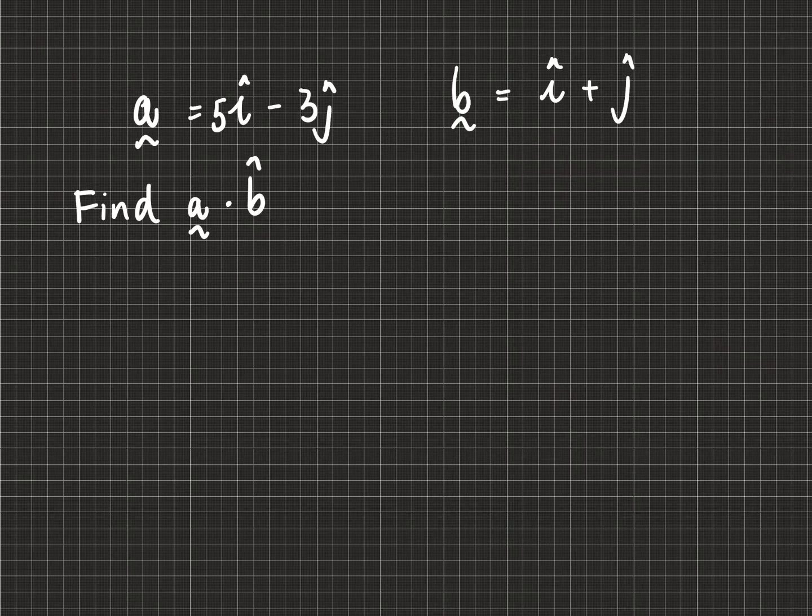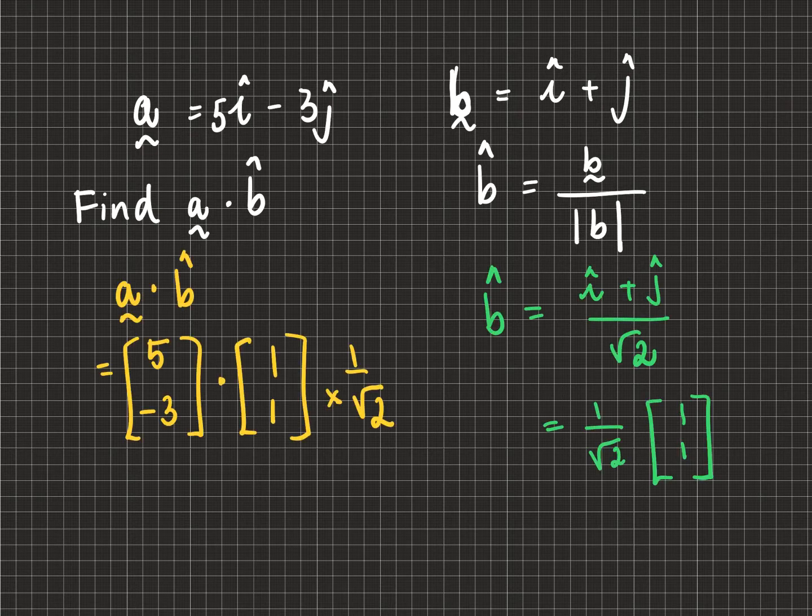Can you have a go here at finding A dot B hat? Remember, the first thing that you're going to need to do is find what B hat is. Remember, it is vector B divided by the magnitude of B. Press pause.